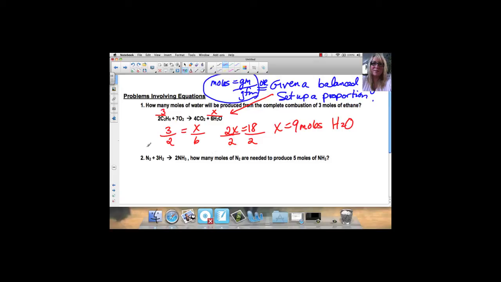You've got a fraction. Like here. How many moles of N2, I put an X here, are used to produce 5 moles of NH3, put a 5 here. My proportion is X over an unspoken 1 equals 5 over 2. So here I have 2x equals 5. So this isn't going to be even. These cancel, and therefore x is equal to 2.5 moles of N2.